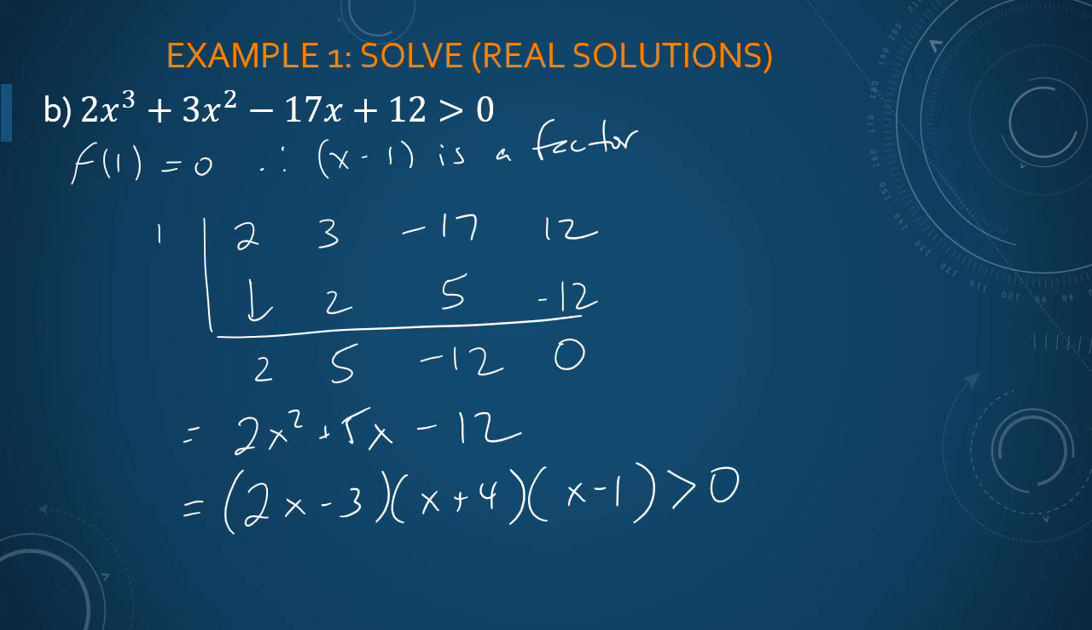So we need our zeros. X equals, from our first, 3 over 2, -4, and 1. Put those on a number line, or modified x-axis if you will. -4, we'll say, is roughly there. Then 1. Then 3 over 2, which is just 1.5.